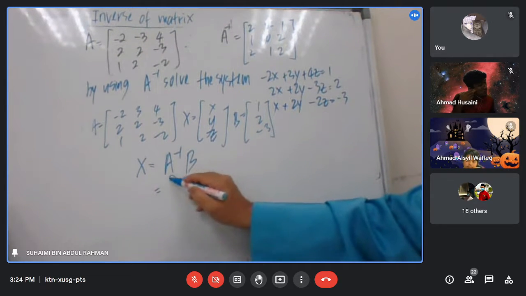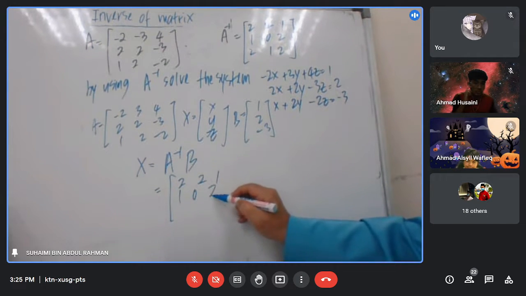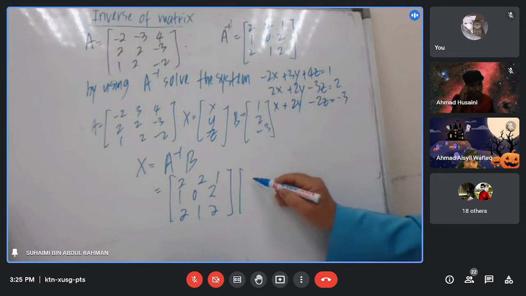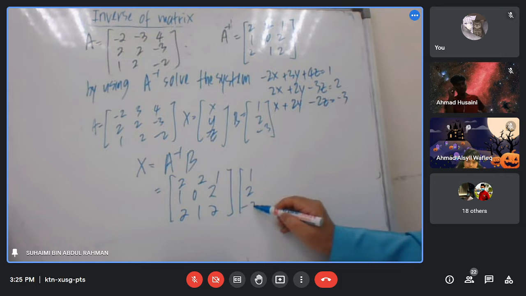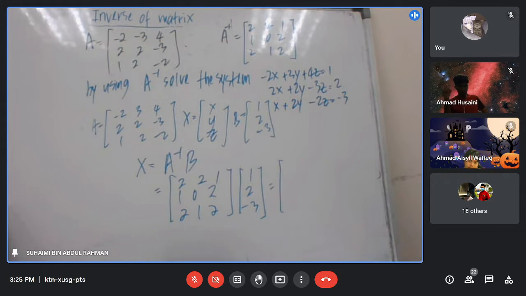So what is A inverse? A inverse is 2, 2, 1, 1, 0, 2, 2, 1, 2. And matrix B, what is matrix B? Matrix of 1, 2, minus 3. So what do you get? Multiplication of these two matrices. What do you get?